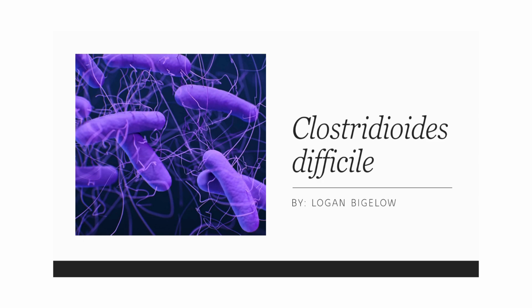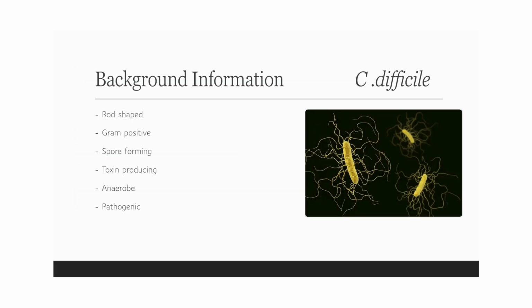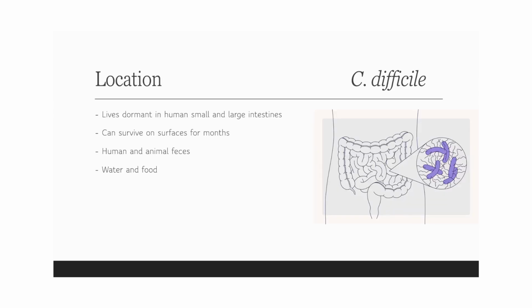My homework assignment this term is going to be on Clostridioides difficile, or shorthand C. diff. Some background information about C. diff is that it is a rod-shaped, gram-positive, spore-forming, toxin-producing anaerobe that is also pathogenic, meaning that it is harmful to the human body. C. diff is found in about 30% of all humans' small and large intestines, where it lives dormant, not usually affecting your system. It can live dormant on surfaces for months as well.